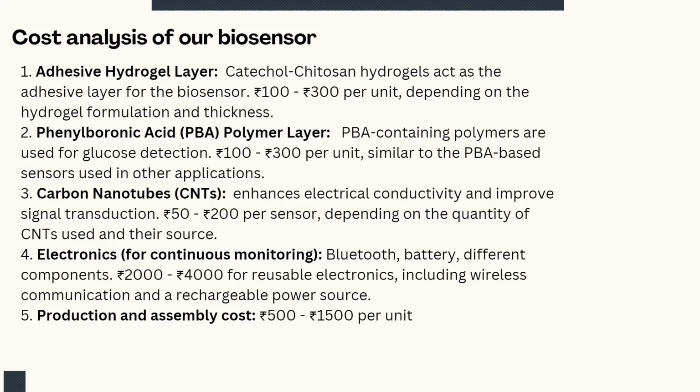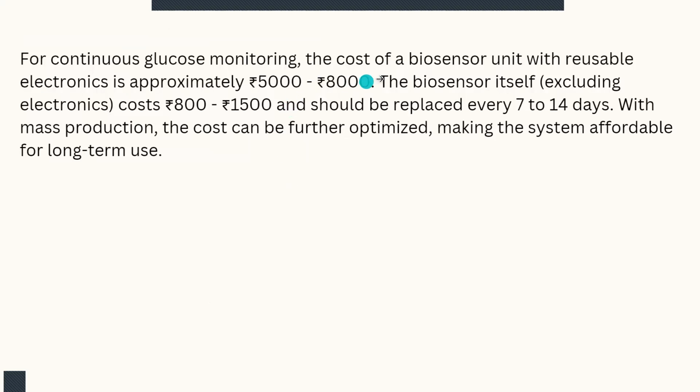So for continuous glucose monitoring, the overall cost approximately comes out to be in the range of 5,000 to 8,000, given that the cost of the biosensor itself is 800 to 1,500, and it should be replaced every week or two. When mass produced, this can be further optimized, and the cost can be made to come in an affordable range. So this is a very good choice.